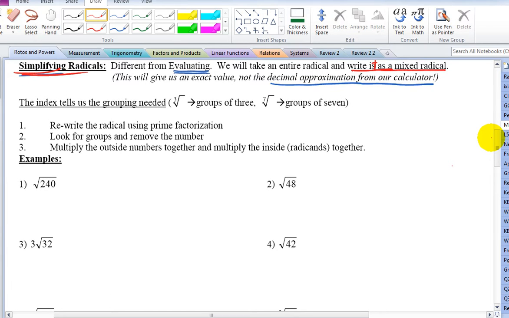Your textbook does it a slightly different way, and I'll just show you. It's a good way too. Okay, so rewrite using prime factorization. We'll look for groups, and then multiply things together. Okay, that's kind of what we're looking at.